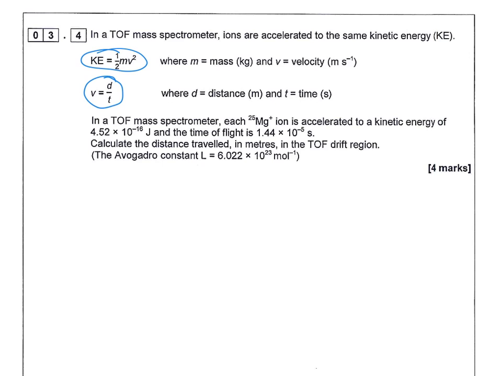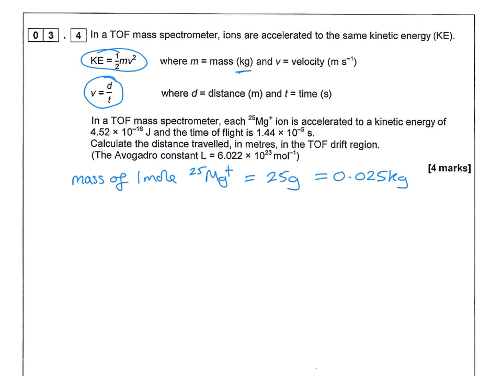The one thing I'm not given is the mass of a single ion, so that's where I'm going to start. So I know that the mass of 1 mole of 25 magnesium ions, because it's only lost one electron and the electrons have a negligible mass, that's going to be 25 grams. Remember, the Ar of any element is the mass of 1 mole in grams. We're working in kilograms in this question, so we need to be able to convert that into kilograms. So divide it by 1,000, and that gives you 0.025 kilograms.